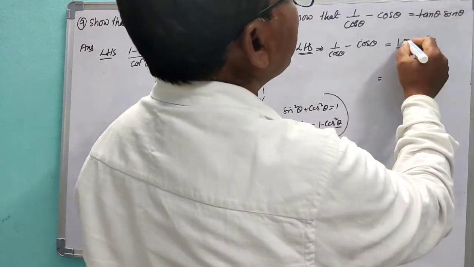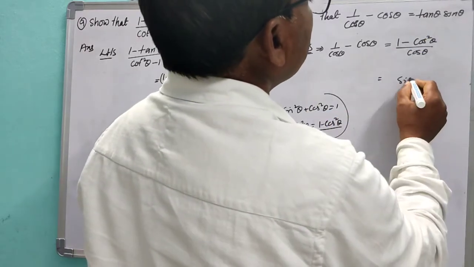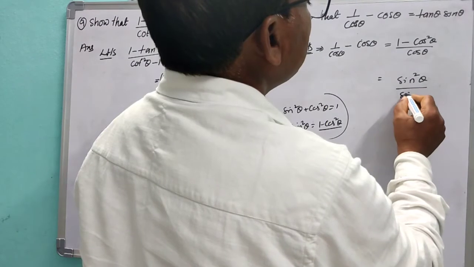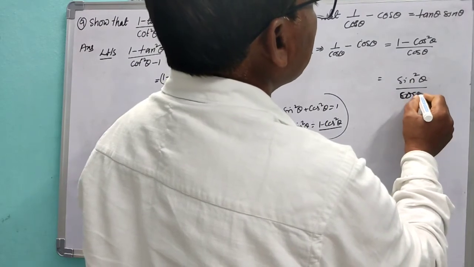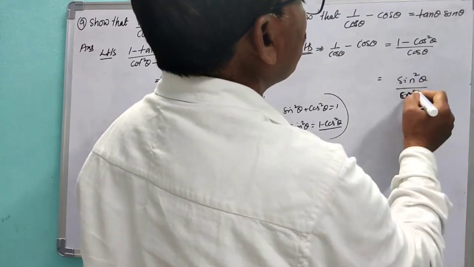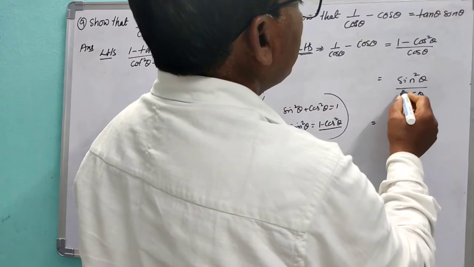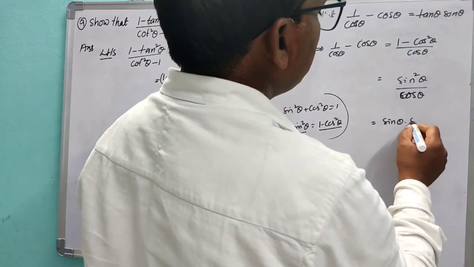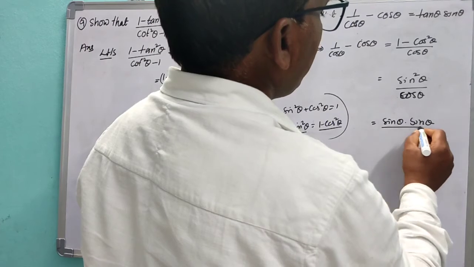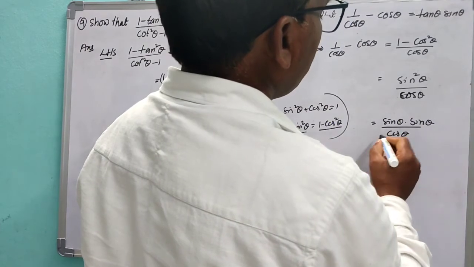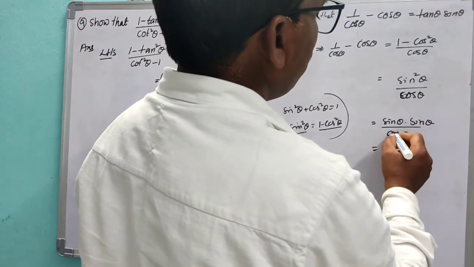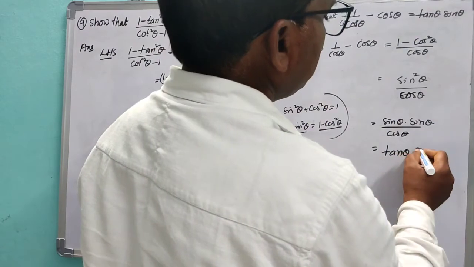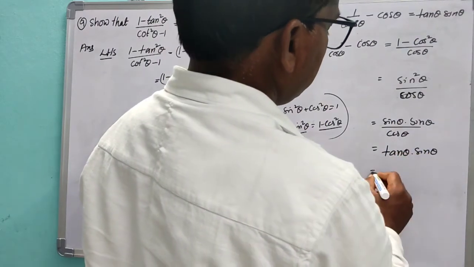So we can write this as sin square theta by cos theta. Now sin square theta is sin theta into sin theta by cos theta. So sin by cos is nothing but tan theta, and this is sin theta. So that is what we have to show, RHS.